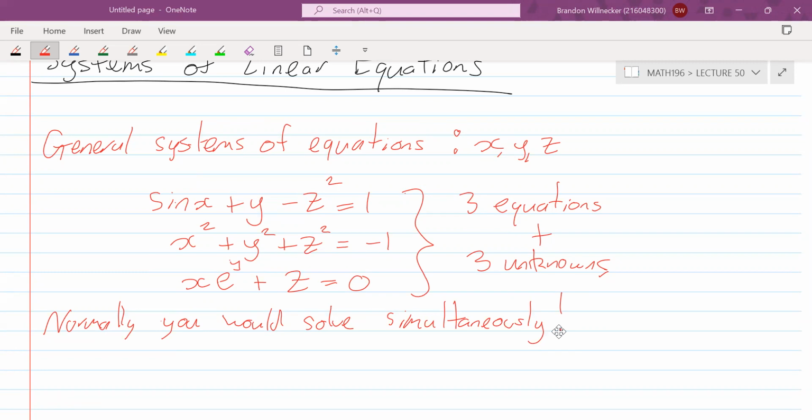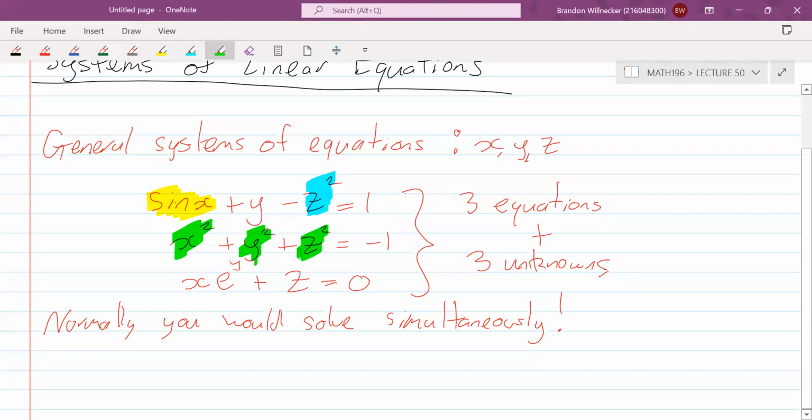The reason is these are non-linear equations. We can see here we've got sine x. That's a non-linear function, right? It's not a straight line function with x, so that's non-linear. This z squared, that's non-linear. x squared, y squared, z squared, that's also non-linear. And this x e to the y, that's also non-linear. So it makes it very difficult to solve. So what we're going to do is not look at these non-linear equations and instead look at linear equations.